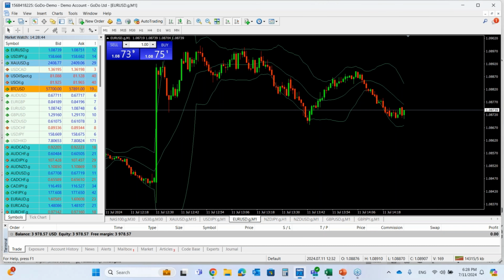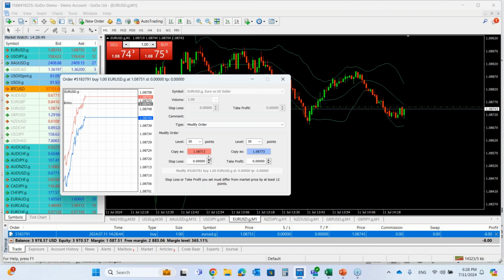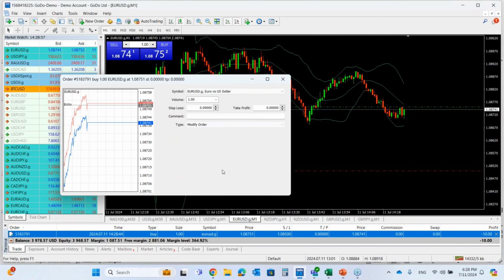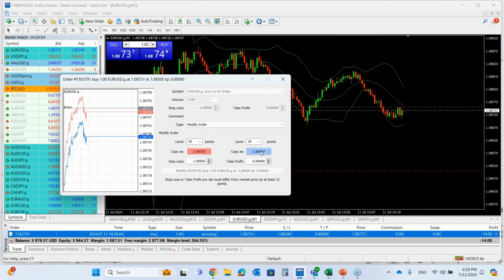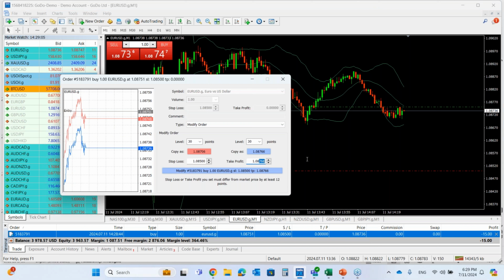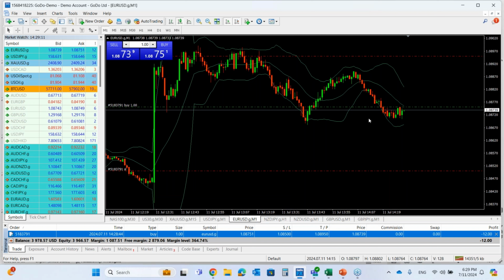Let's buy here and have our stop loss like this, which will be around 20 pips. And let's have our take profit also. So this is almost one-to-one. It's because I'm just trying to give you a quick example. It should be like 2-to-1, but at least keep it 1-to-1.